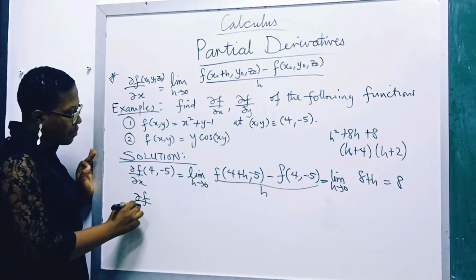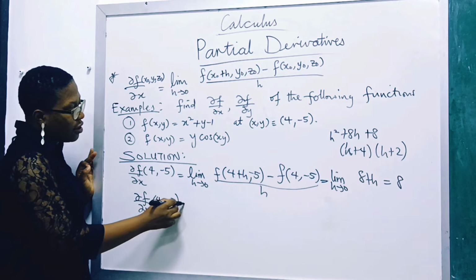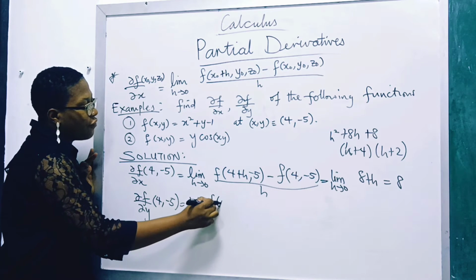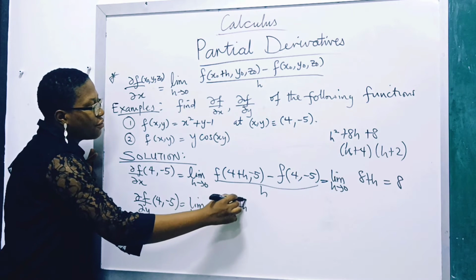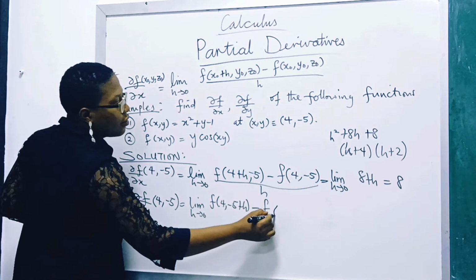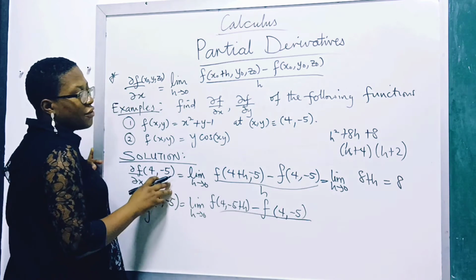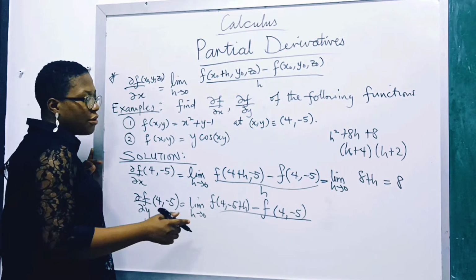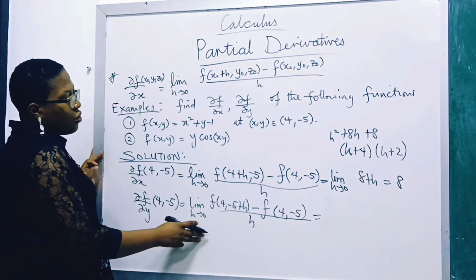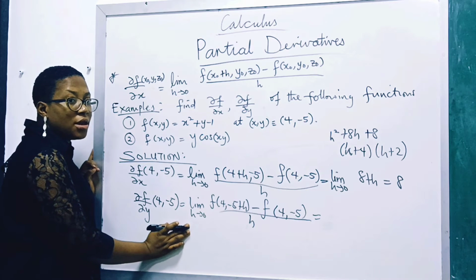Partial f by partial y at 4, minus 5 is the limit as h goes to 0 of f of 4, minus 5 plus h, minus f of 4, minus 5, all over h. This is the definition they gave us. We just wanted to check if it happens the same way. So we need to evaluate this without the limit first because we are not sure whether the limit exists.